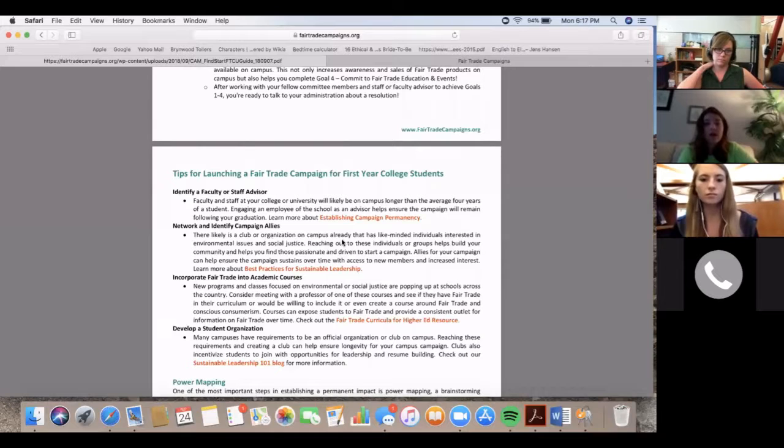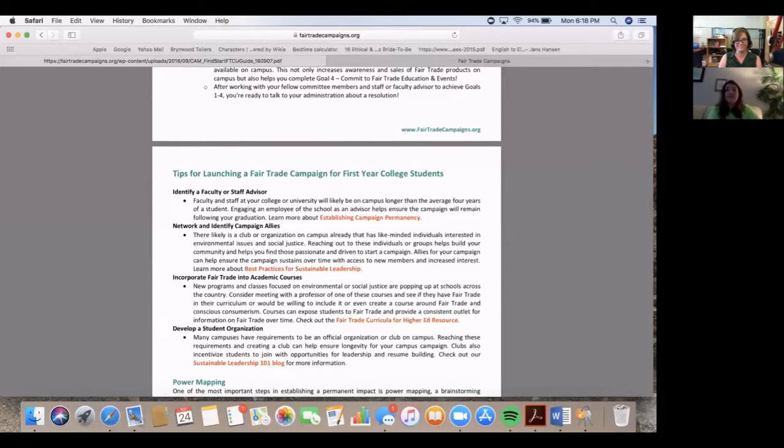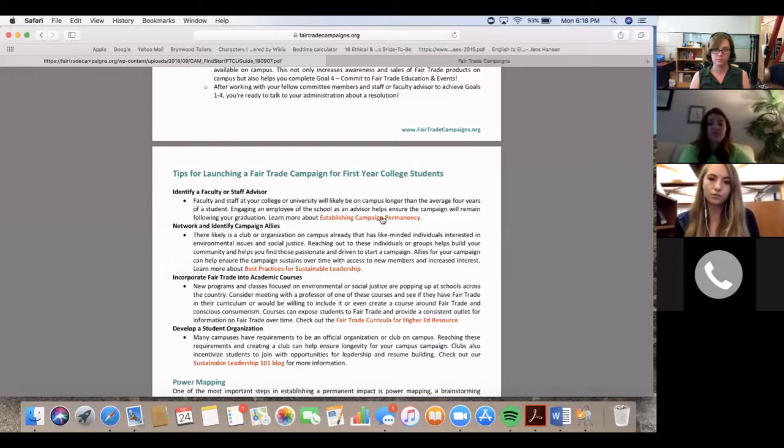So one of the first tips that we have for first-year college students is to identify a faculty or staff advisor. They will likely be on campus longer than students. Most students traditionally are on campus for 2 to 6 years approximately. And so if only students were in charge of a campaign, you might see it fizzle out if there are not any faculty or staff involved in the campaign. And you can learn more about having a faculty or staff involved in your campaign on our Establishing Campaign Permanency page. Again, I should point out that all of these orange links, if you go to the resource yourself, will go to a new page. So the resources are endless here. One will link to another.